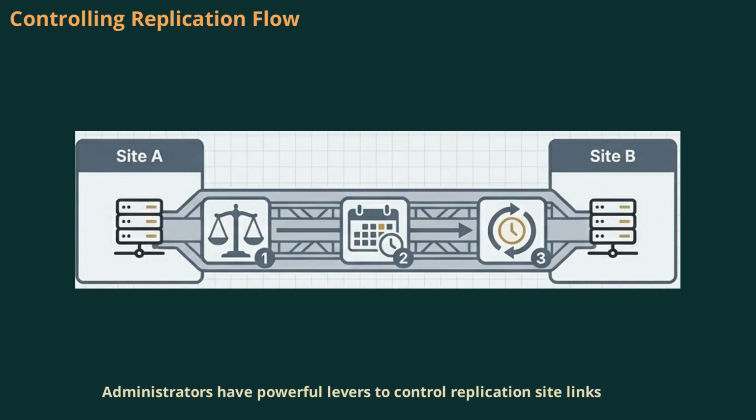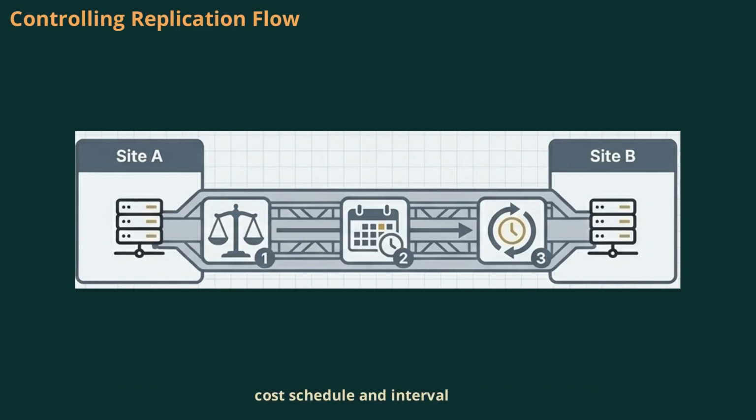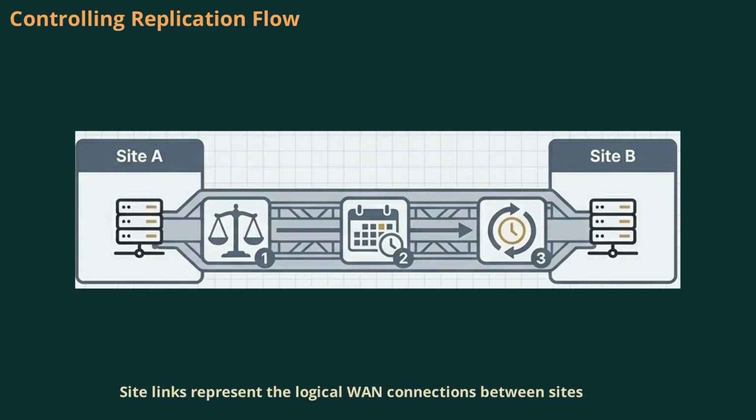Administrators have powerful levers to control replication: site links, cost, schedule, and interval. Site links represent the logical WAN connections between sites. By configuring the cost, you define the preferred path for replication. The schedule determines when replication is allowed, and the interval sets how frequently it occurs. Together, these settings shape the behavior of the automated KCC and ISTG engines, giving you direct influence over replication, efficiency, and reliability.